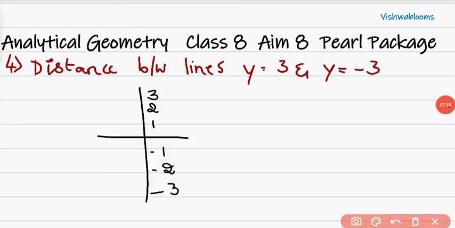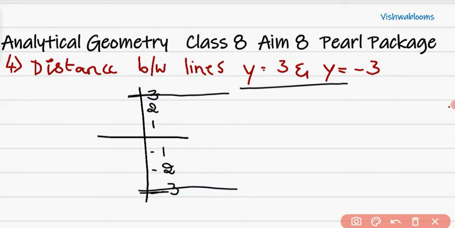So yeah, next question is the fourth one. You have to find the distance between the lines y is equal to 3 and y is equal to minus 3. Now when you take a graph and see, this is y is equal to 3 and this is y is equal to minus 3. When you extend it, what do you see? You see parallel lines, right? When you do it in a graph, obviously they are parallel to each other.